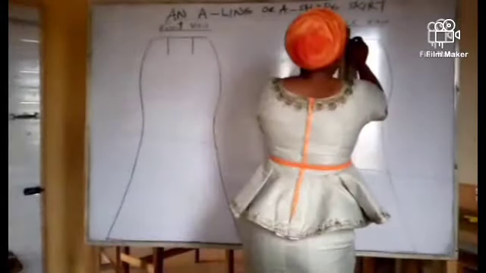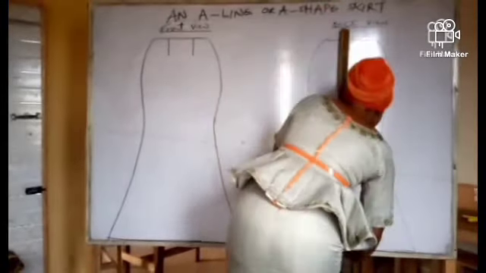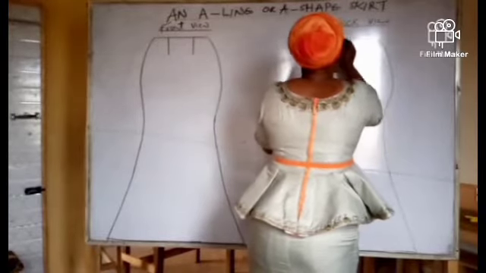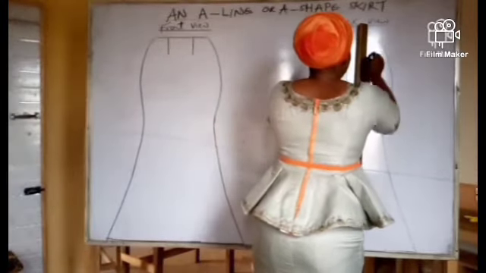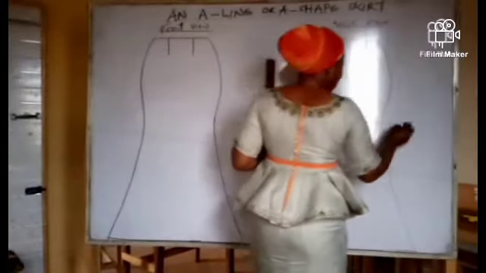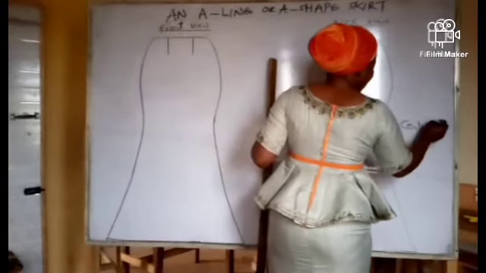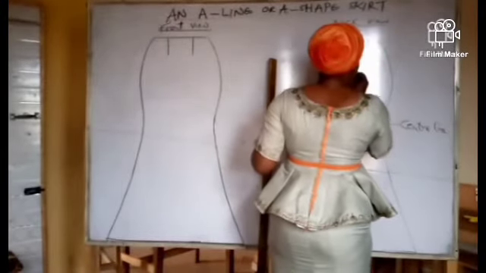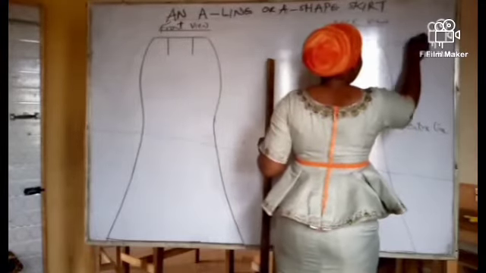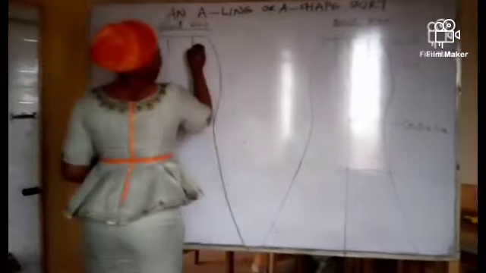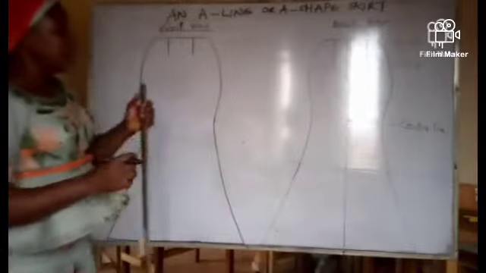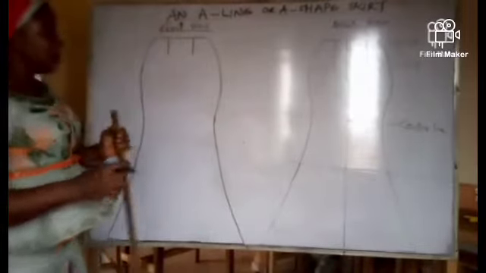So at the back of our A-line skirt, we are going to have a zip. This line at the middle is called our center line. Then this is called a zip. At the front, we also have a dart, but there is no center line at the front and there is no zip at the back.